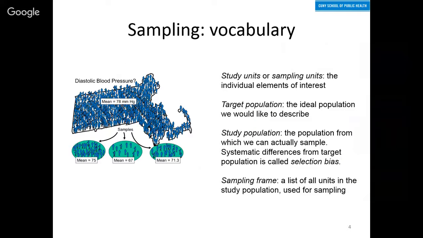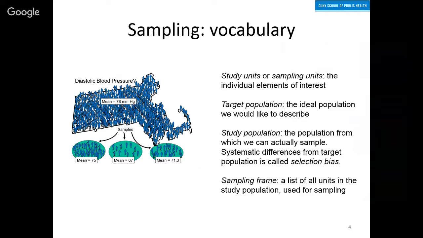A little bit of vocabulary. The study units or the sampling units would be the individual elements of interest, often a person, but it could be something other than a person. It could be a school, it could be a neighborhood, but it is the smallest unit at which we are collecting data.